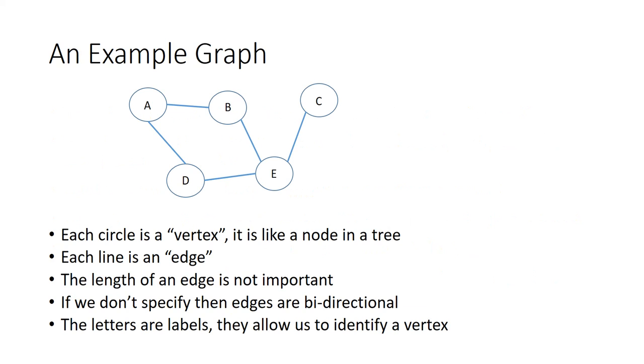Here's an example graph. Each circle is a vertex. It's like a node in a tree. Each line is an edge. The length of an edge is not important. If we don't specify, then edges are bidirectional. The letters are labels. They allow us to identify a vertex. For instance, I have a vertex called A and a vertex called B, and so on.